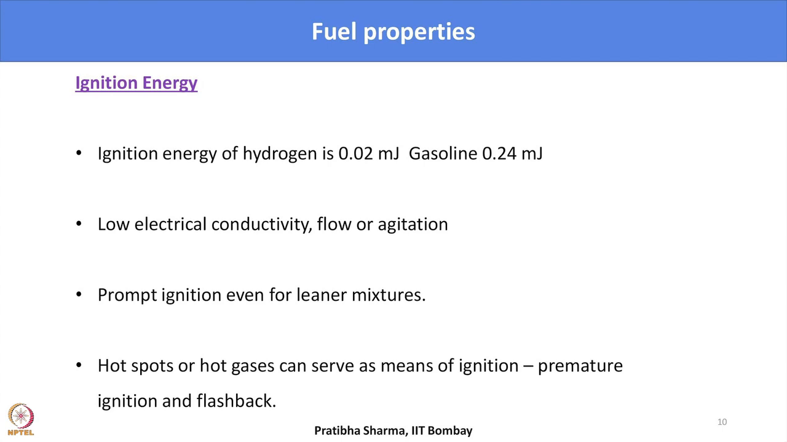The electrical conductivity of hydrogen is poor. So, any flow or agitation in the case of gaseous or liquid hydrogen can result in electrostatic charges, leading to a spark and causing ignition. As such, whenever hydrogen is contained, those vessels and containment devices are usually grounded. Now, this small ignition energy again has an advantage in the sense that it can result in prompt ignition when used in IC engines. Even a leaner mixture can cause ignition, but at the same time, the major challenge is that even hot spots or hot gases can serve as a means for ignition, and this can result in premature ignition and flashback.